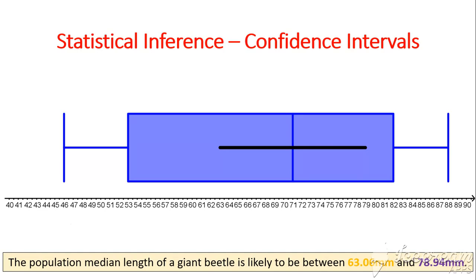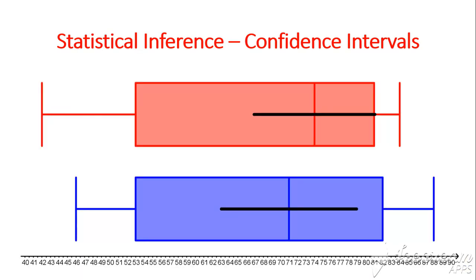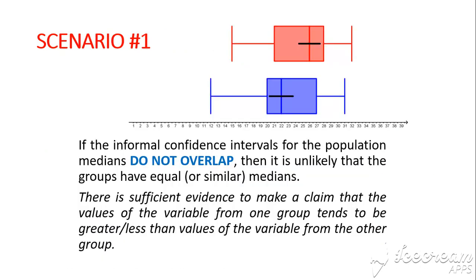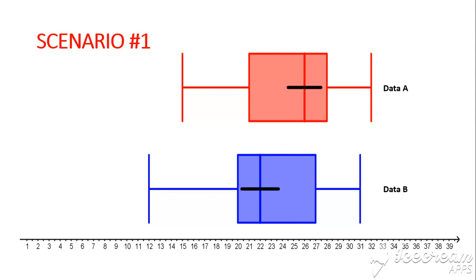Now it's useful if we can do two box and whiskers side by side, because now we can talk about whether the population median for each group could be equal to each other, or similar. And there are two scenarios I want you to watch out for. The first scenario: if the informal confidence intervals for a population median do not overlap, then it's unlikely that the groups have equal or similar medians. Let's show you what we mean.